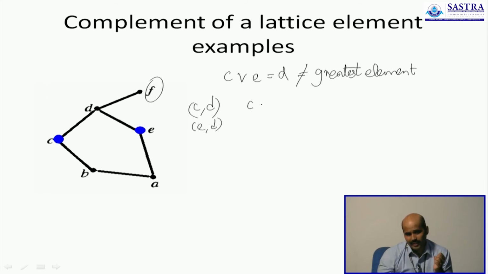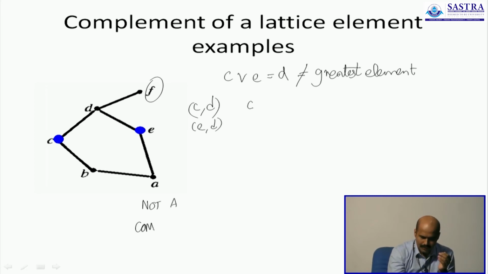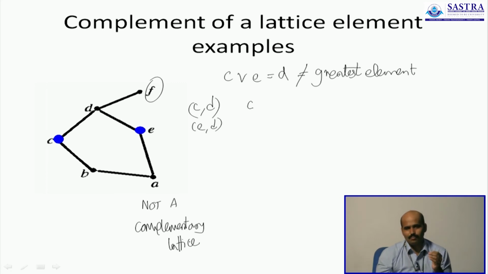You can't find the complement of C from this set. And because of that reason, this one cannot be a complementary lattice. This is not a complementary lattice. It is a lattice nonetheless, because you will be able to find both GLB and LUB of every pair of elements given here, but they don't turn out to be the greatest or least elements, and that's why it's only a lattice.